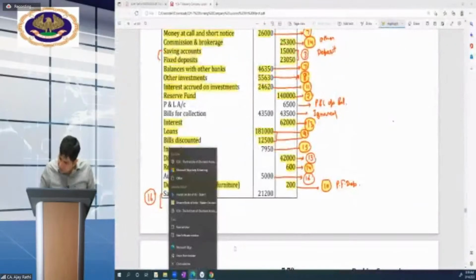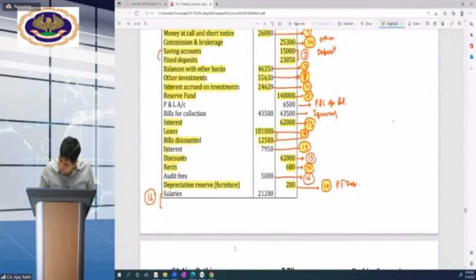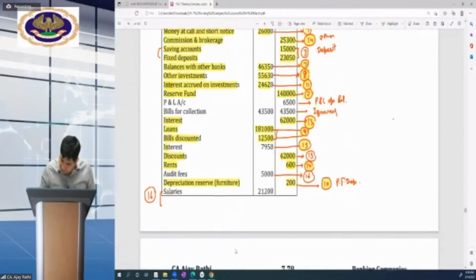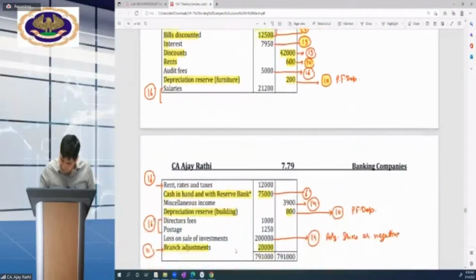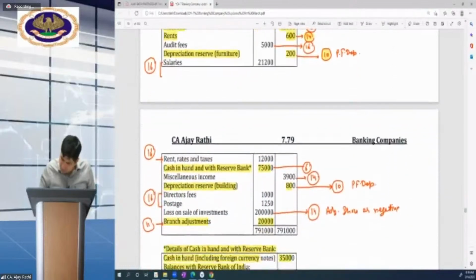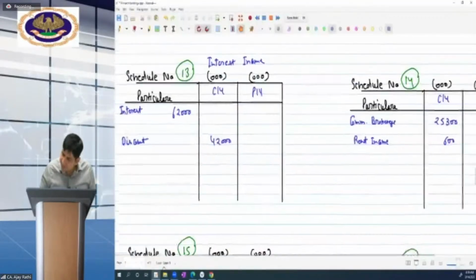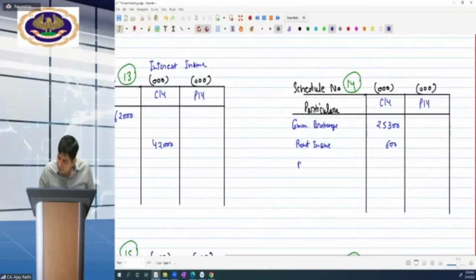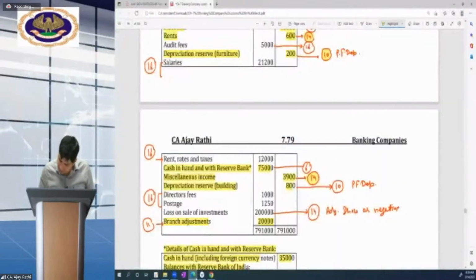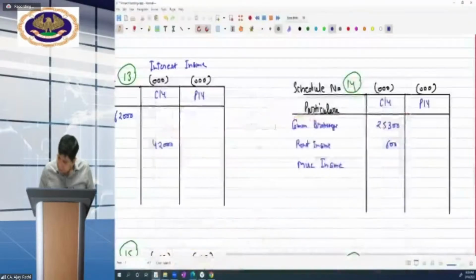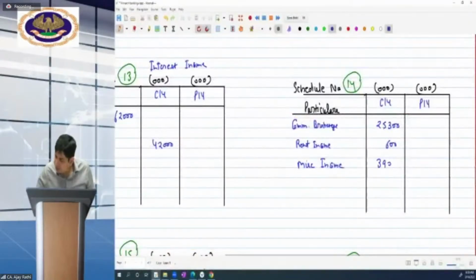14 is there. Is there anything more for 14? Yes, this one, 3,900, miscellaneous income. That is 3,900.